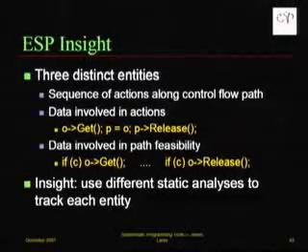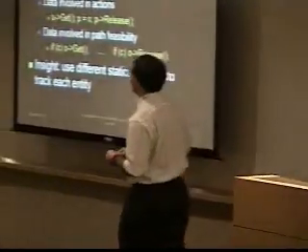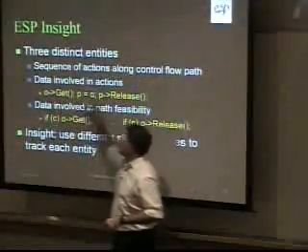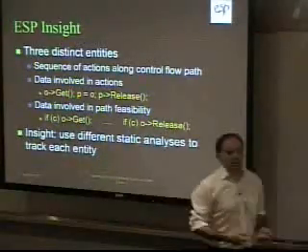So the insight in ESP that makes this all work is that there are really three different things we have to track to watch this happen. One of which is the sequence of actions that occur along a control flow path in the program. Another is the data items involved in the actions. And the example in yellow there shows why you actually have to track the data values, not just the names in the program. So here, we do a get on an object, and then we assign the object to another variable P, and then we do a release on P. That's the same object, but it just has a different name. So it's not enough to just track the variables in the program. You actually have to look at the values.